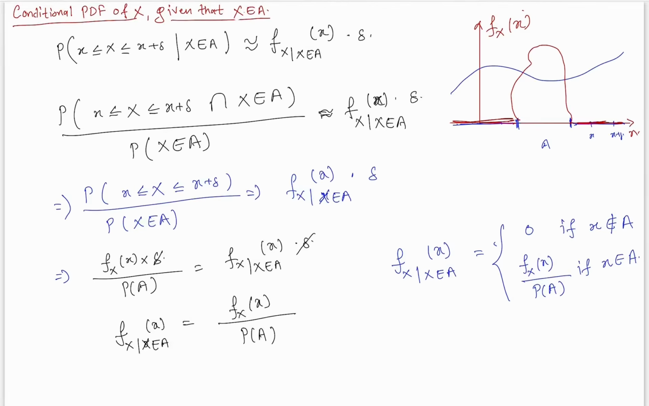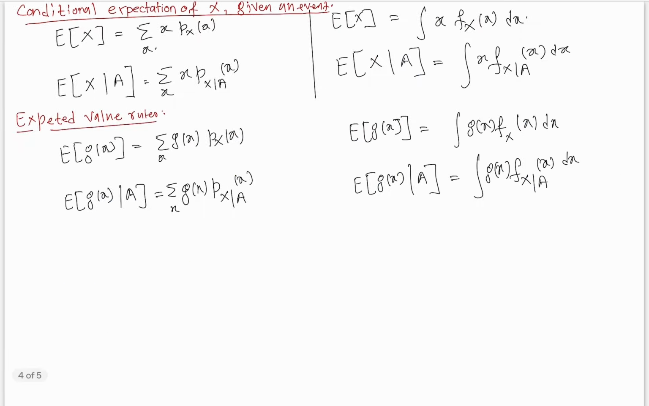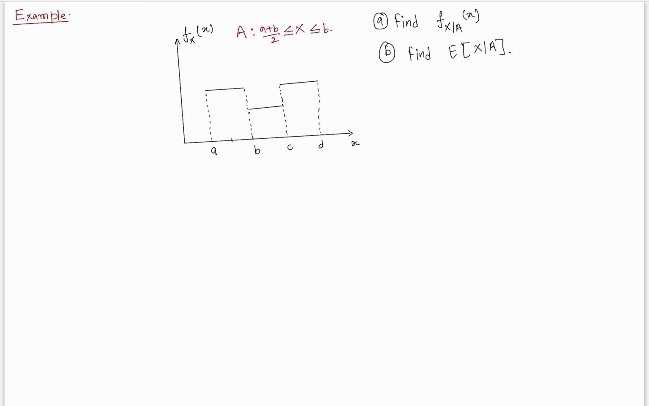In the last video we looked at the conditional probability density function of a single random variable given an event. Now let's look at an example. Let's suppose we have this probability density function, and if you observe, this probability density function is a piecewise function, and we are given this event A, and this is how event A has been defined.